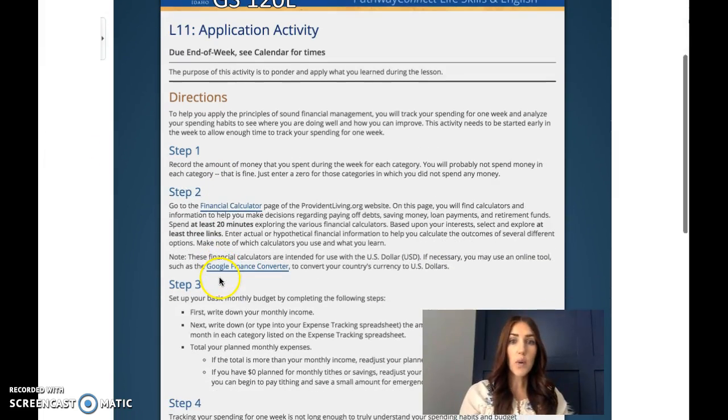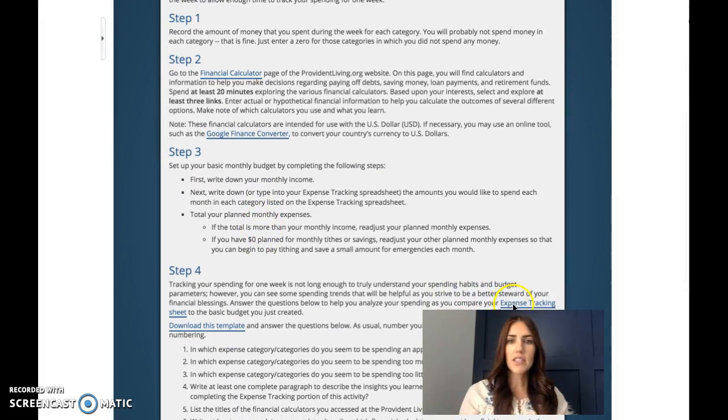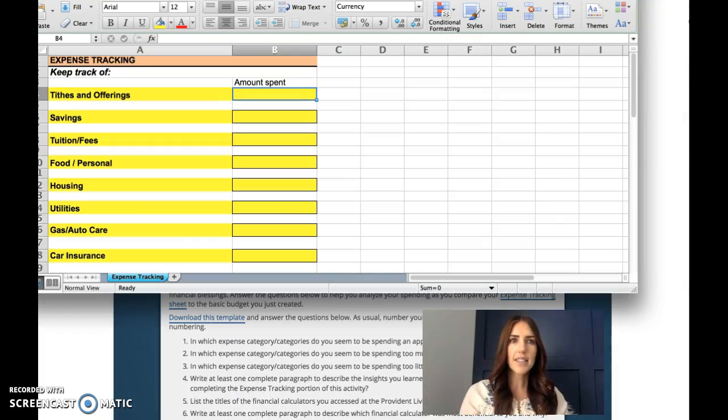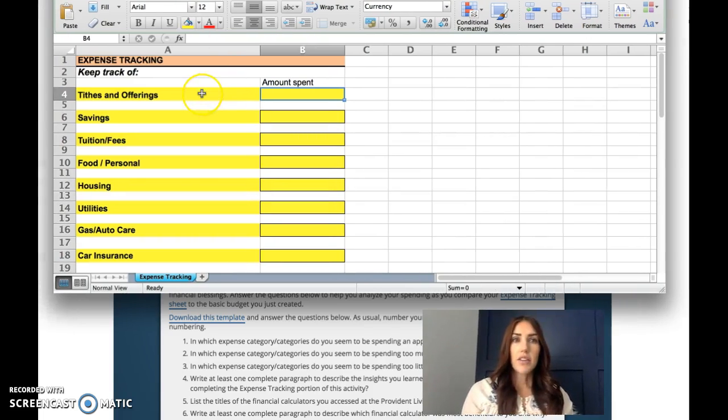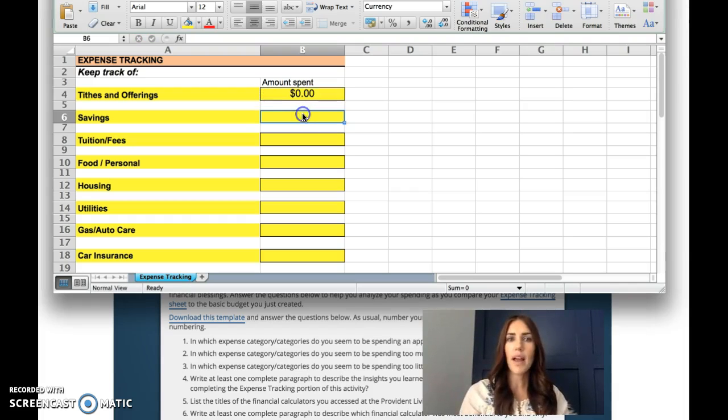So you're going to have an expense tracking sheet that looks like this. So you can keep track of how you spend your money, how much that week you spent on tithes and offerings. And if you pay your tithing each month and it wasn't your time to pay it, just put a 0. You might have some categories for that week you didn't spend money in that area, and that's okay. A week is not long enough really to keep track of spending habits and really to see a pattern, but it's a good start and it will at least give you some insight into what you can improve.